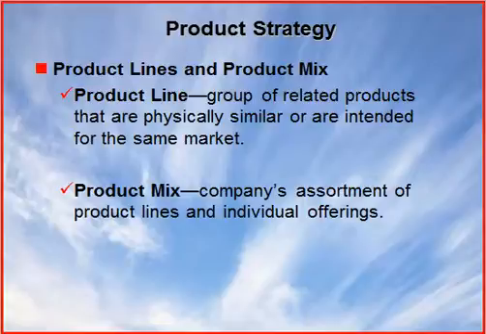The product mix, on the other hand, is the company's assortment of product lines and individual offerings. Getting back to our Procter & Gamble example, their product mix includes dog food, batteries, laundry detergent, over-the-counter medications, as well as many other products.